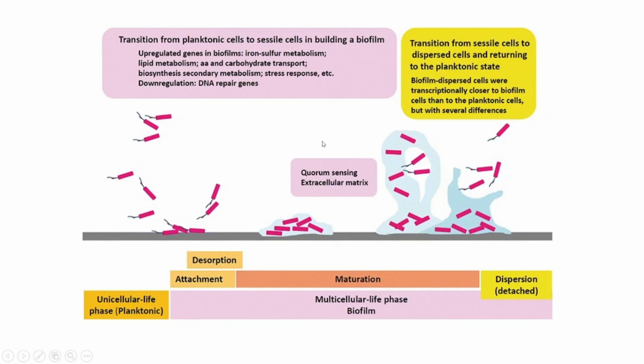They are actually moving in an aggregate structure, and the signaling process, the way they're interacting with each other, is called quorum sensing. As you can see from the sketch here, this is the unicellular life phase of the planktonic form. All the bacteria are separate, then there's attachment starting, then there's a maturation phase where the multicellular life phase or biofilm is formed, and then at some point there is detachment happening where the sessile bacteria get converted back to planktonic bacteria. So the sessile bacteria option is also true.